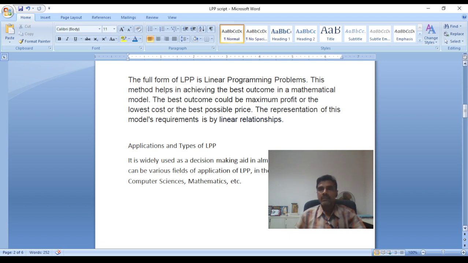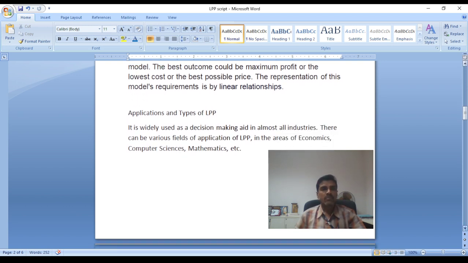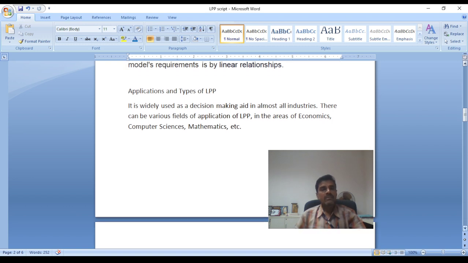Where do we use linear programming? Basically, we use it in all types of fields, starting from military application, marketing, economics, computer science, mathematics, even in human resources. Even in our day-to-day activities, we can use linear programming in allocating resources. So this is the basic idea.